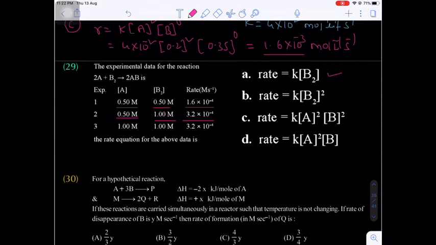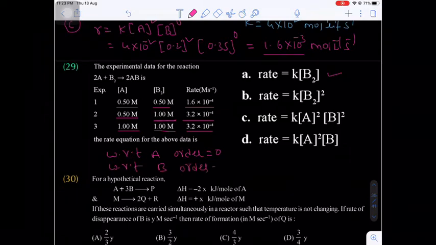Now come to one more piece of information, comparing data 2 and data 3. In data 2, the concentration of B does not change from 2 to 3, but from data 2 to data 3 the concentration of A becomes double, and still the rate does not change. That means with respect to A, the order becomes 0. Now what about the order with respect to B?